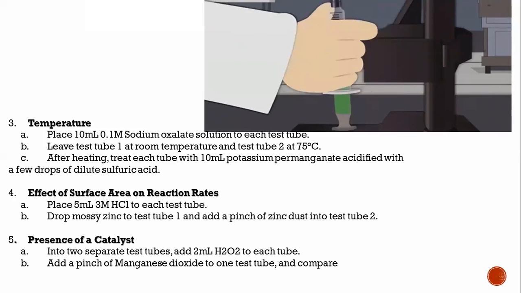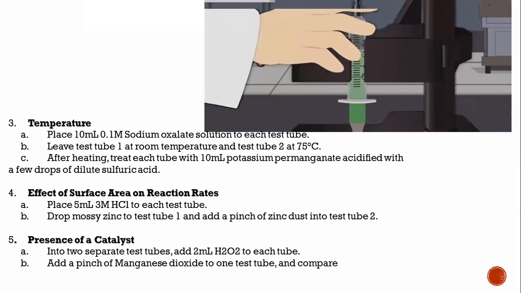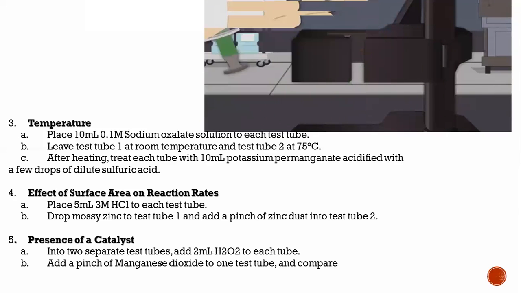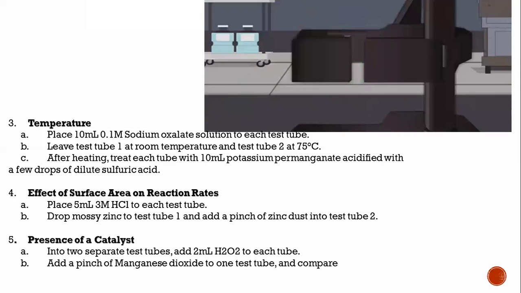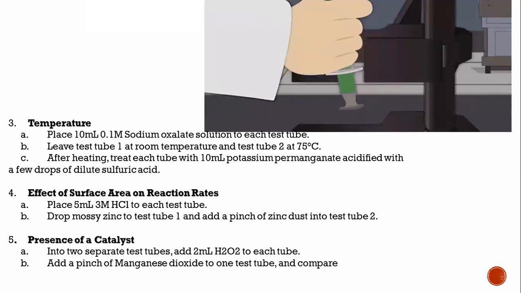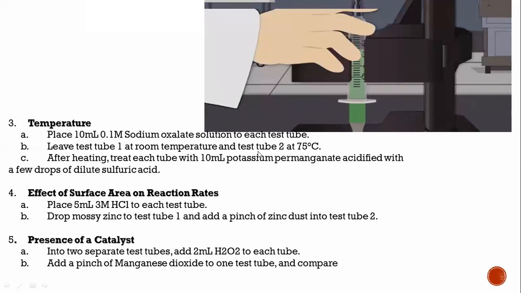5. Presence of a catalyst. A. Into two separate test tubes, add 2 milliliters of hydrogen peroxide to each tube. B. Add a pinch of manganese dioxide to one test tube and compare.